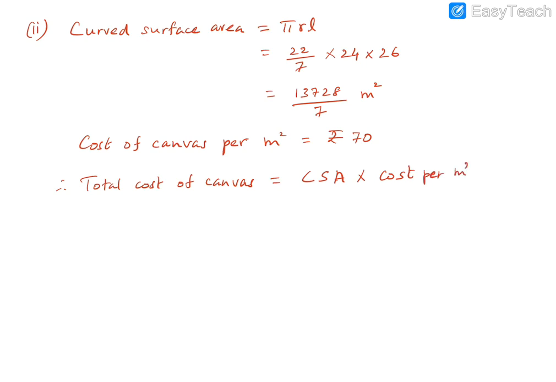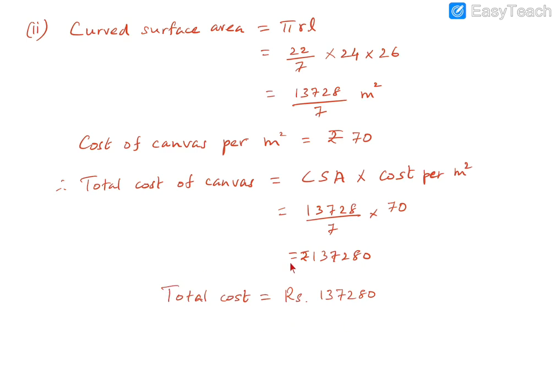per meter square. So curved surface area we have obtained as 13728 by 7, into the cost per meter square, which is 70. So the 7 goes here 10 times. So we'll have 13728 into 10. So we get 137,280 rupees. So the total cost of the canvas is rupees 1,37,280.